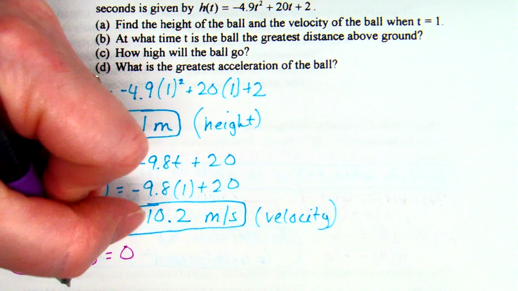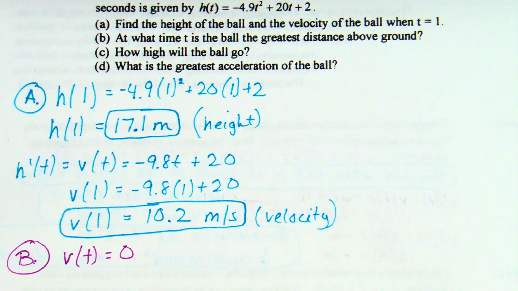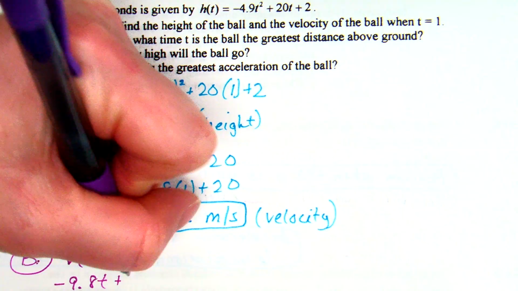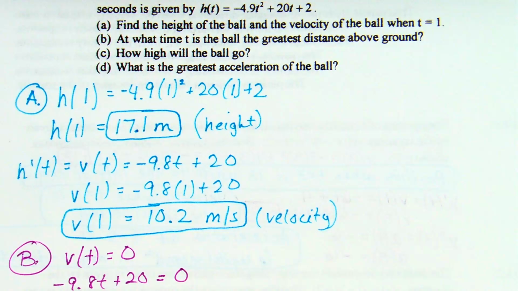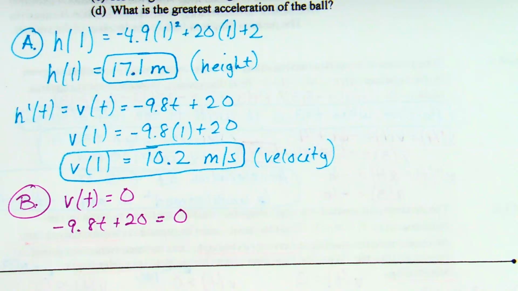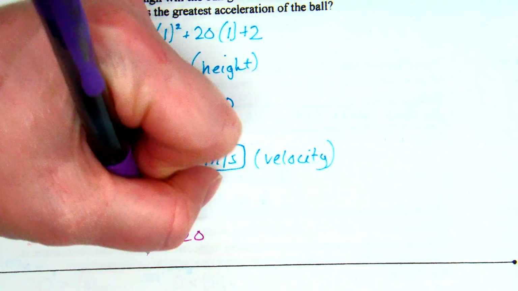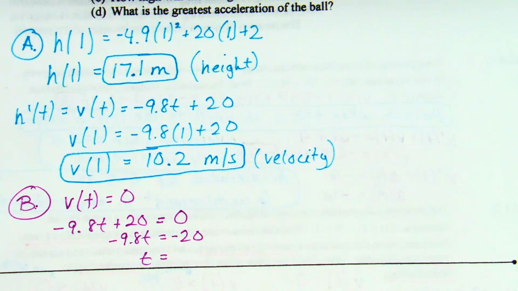Okay, so when does the velocity equal 0? Do we have a velocity equation? Negative 9.8 times t plus 20. Negative 9.8t plus 20. That's my velocity. I'm going to set it equal to 0. Subtract the 20 over. Divide by the negative 9.8. What is 20 divided by 9.8? Now we're on a calculator type problem.